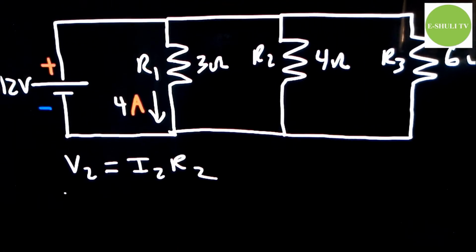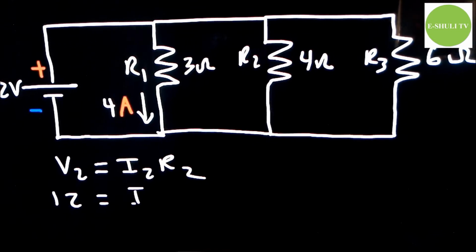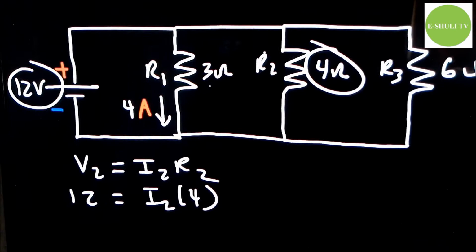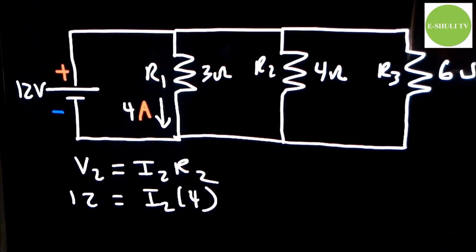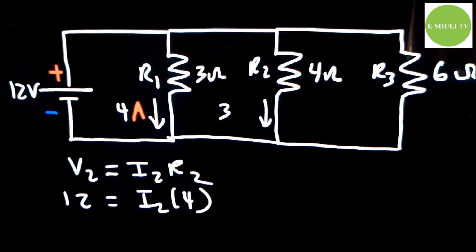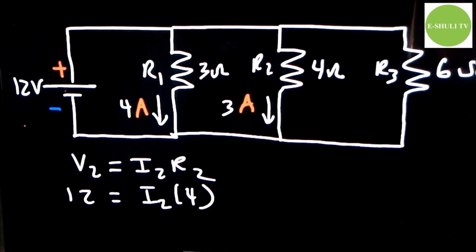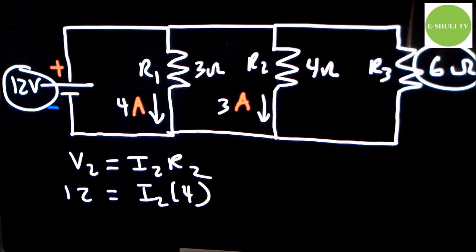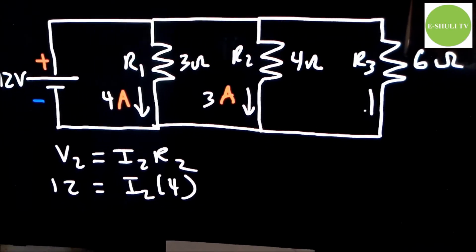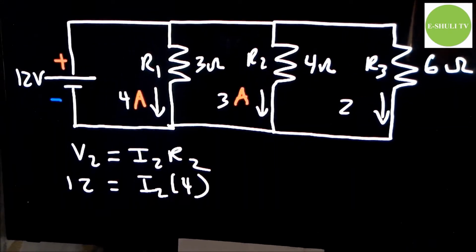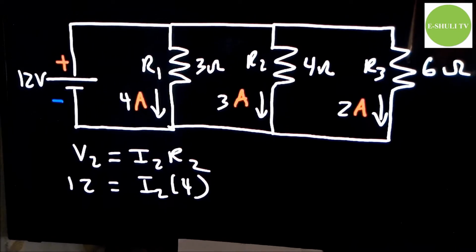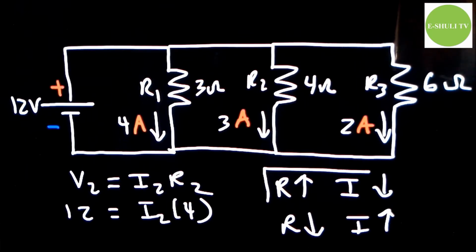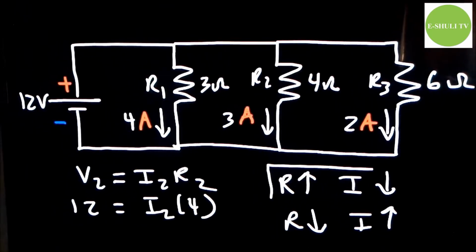Next, the second: voltage 2 is equal to 12, equal to current times resistor, which is 4. Now we take 12 over 4, which is equal to 3 amperes. The current passing through the second resistor will be equal to 3 amperes.